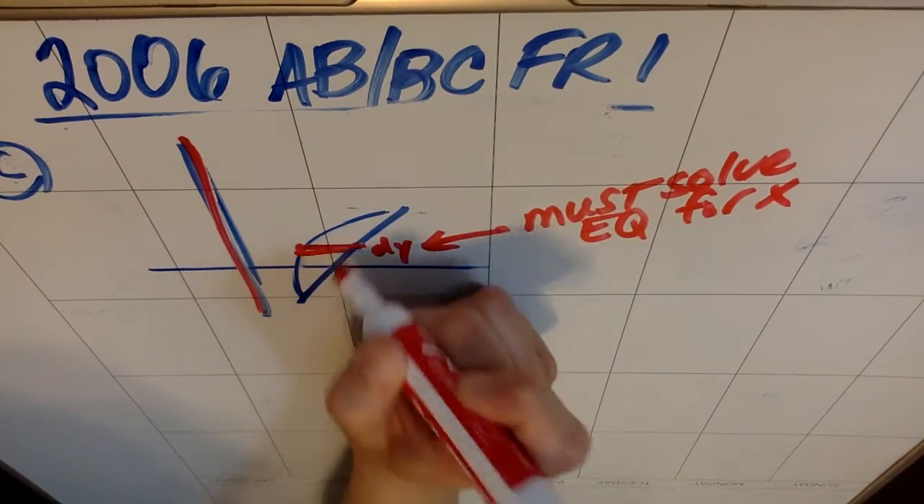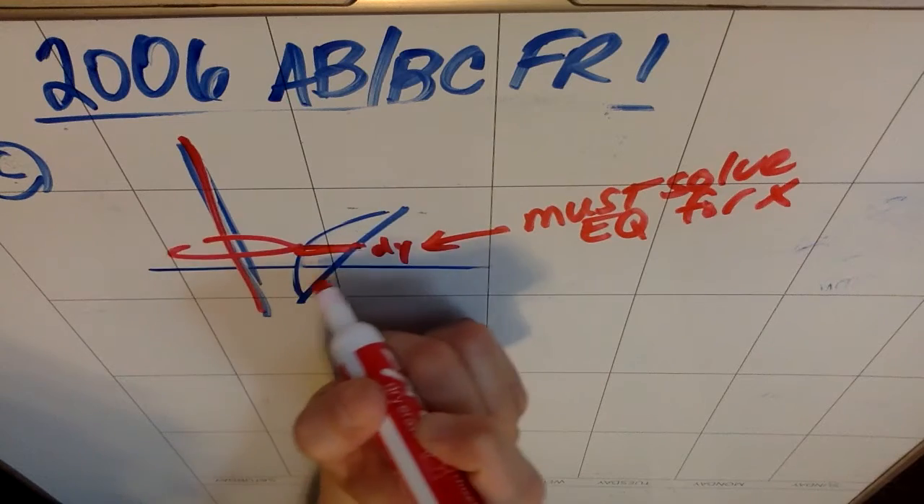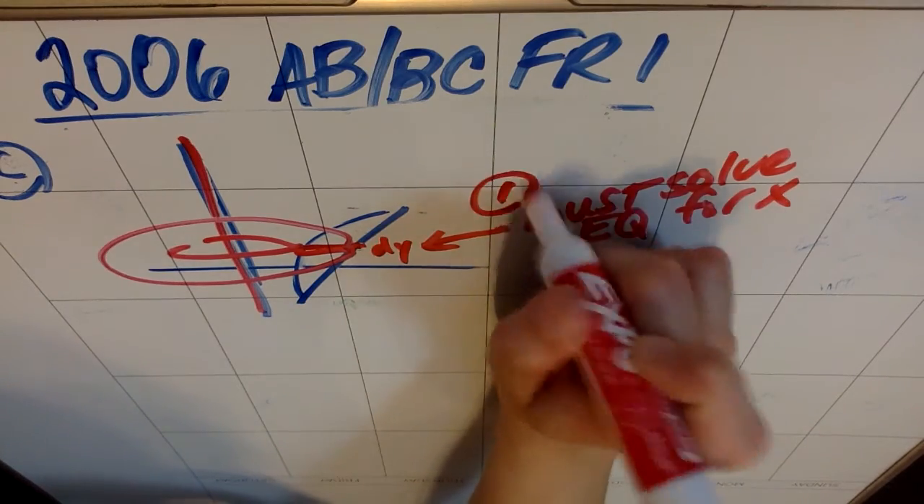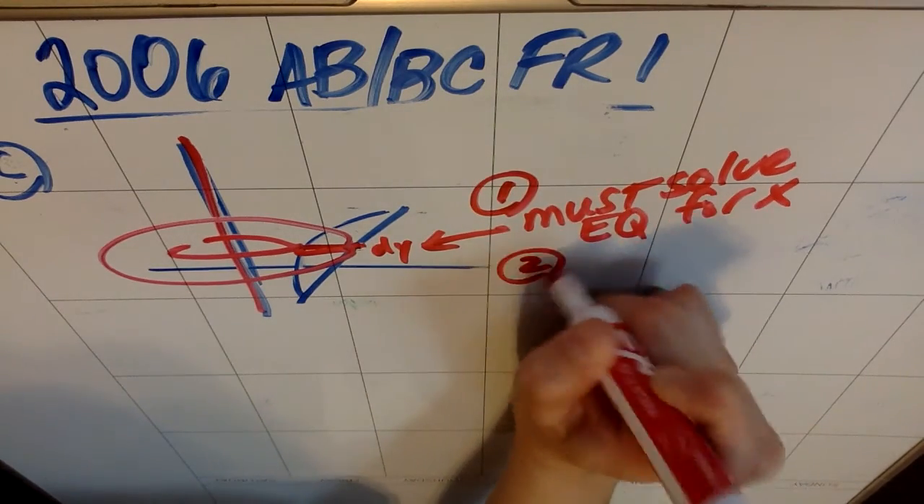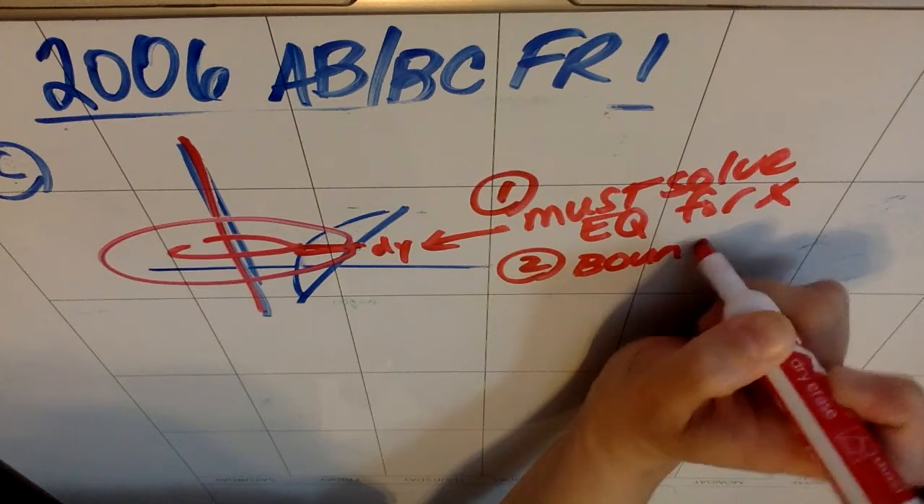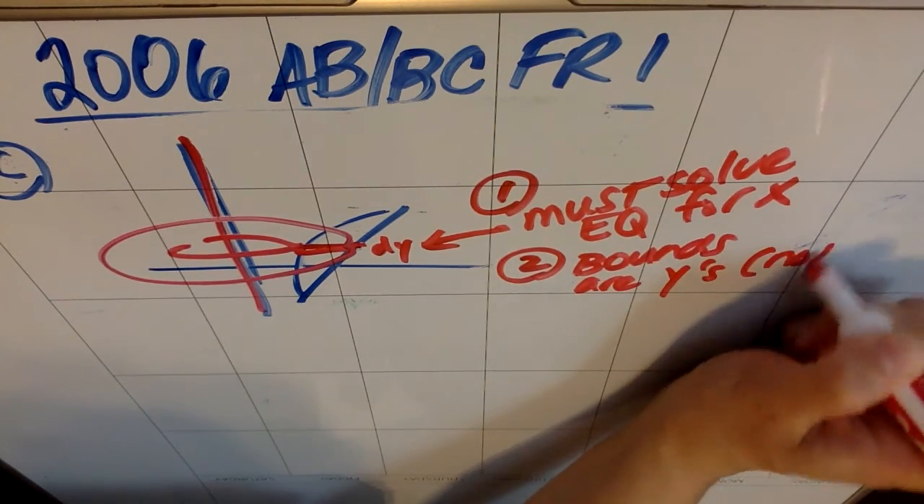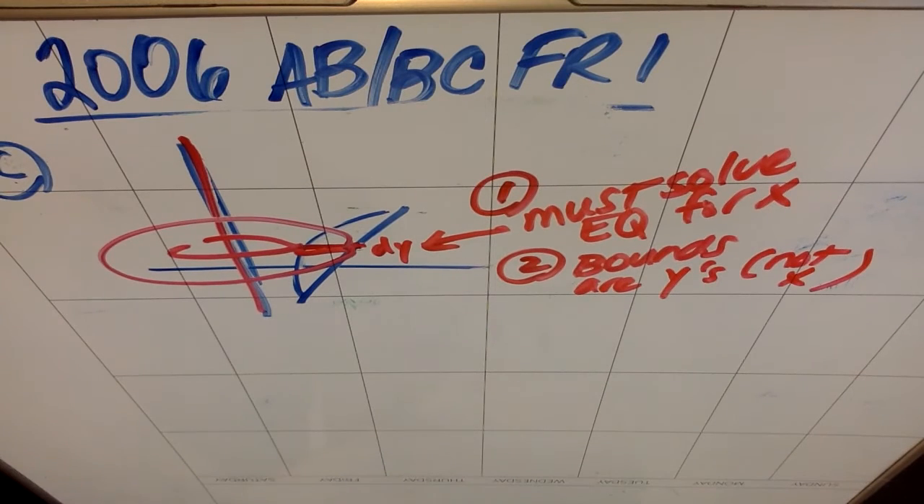Instead of using a dx slice, I'm going to use a dy slice. I'm going to rotate this around, and I'm going to get an annulus, and it's going to be pi big R squared minus pi little r squared. There's a couple things here. Number one, I have to solve my equation for x. And number two, my bounds are now y's, not the x's. And so that's going to provide a little bit more of a trick, but that's okay. We can totally do it.